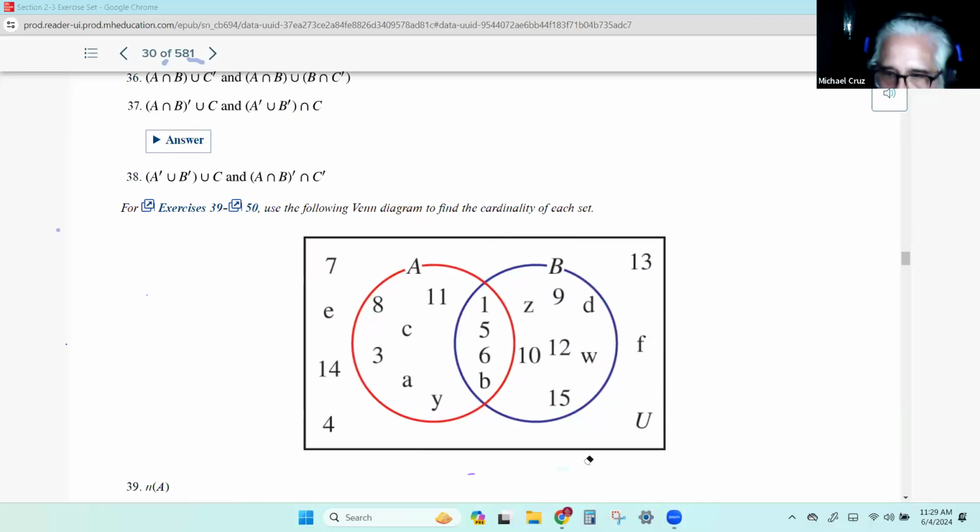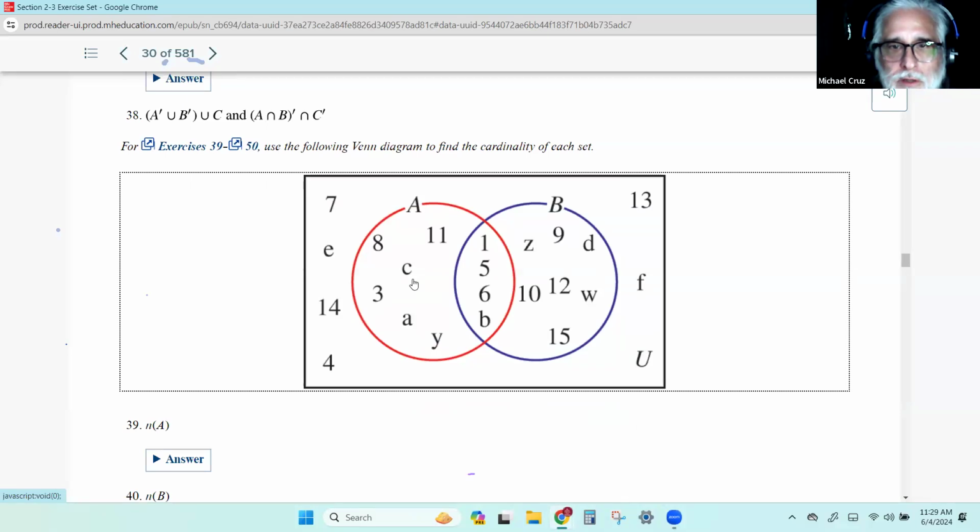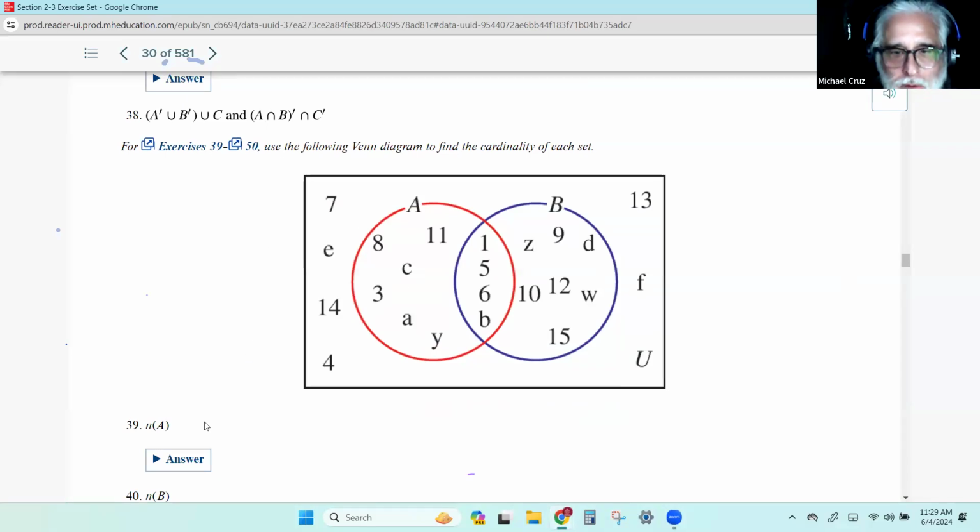All right, so here we got a Venn diagram, and we want to use this for the problems I got here. We're not going to do all of them. But what's the number of elements in A?